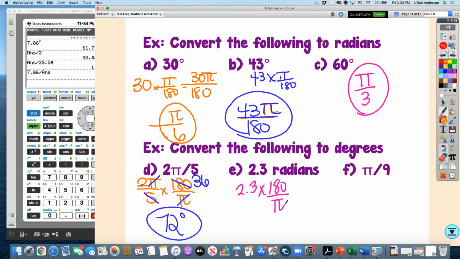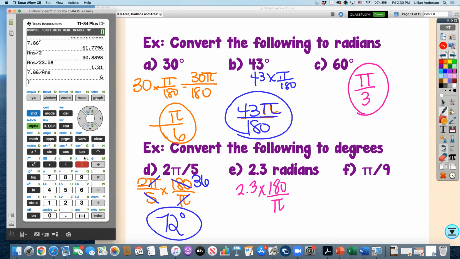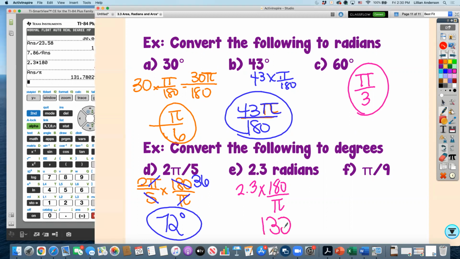Antonio, what did you get? So then it'd be 132, right? Where's pi? I'm not sure, I haven't done it in a while. Oh, this one right here. So 2.3 times 180, then I'm going to divide that by pi. So yes, it would be 414 divided by pi, but we want the actual degree. And so it'll be 131.780, blah, blah, blah. So 3 significant figures would be 132 degrees.